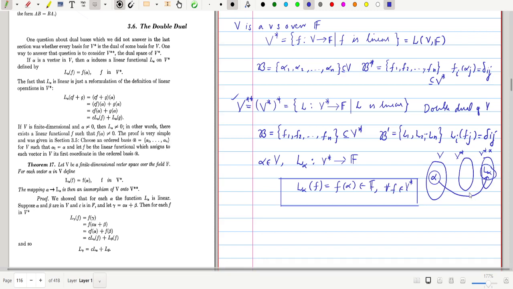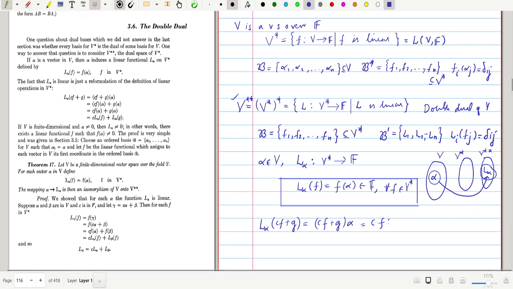First we have to verify that this L alpha is a linear functional from V star to F, rather than just a map. So we evaluate L alpha of c times f plus g. By definition, this is (cf plus g) of alpha, where f and g are elements of V star. Both are linear functions from V to F, so this can be written as c times f of alpha plus g of alpha, and f of alpha can be replaced by L alpha of f.